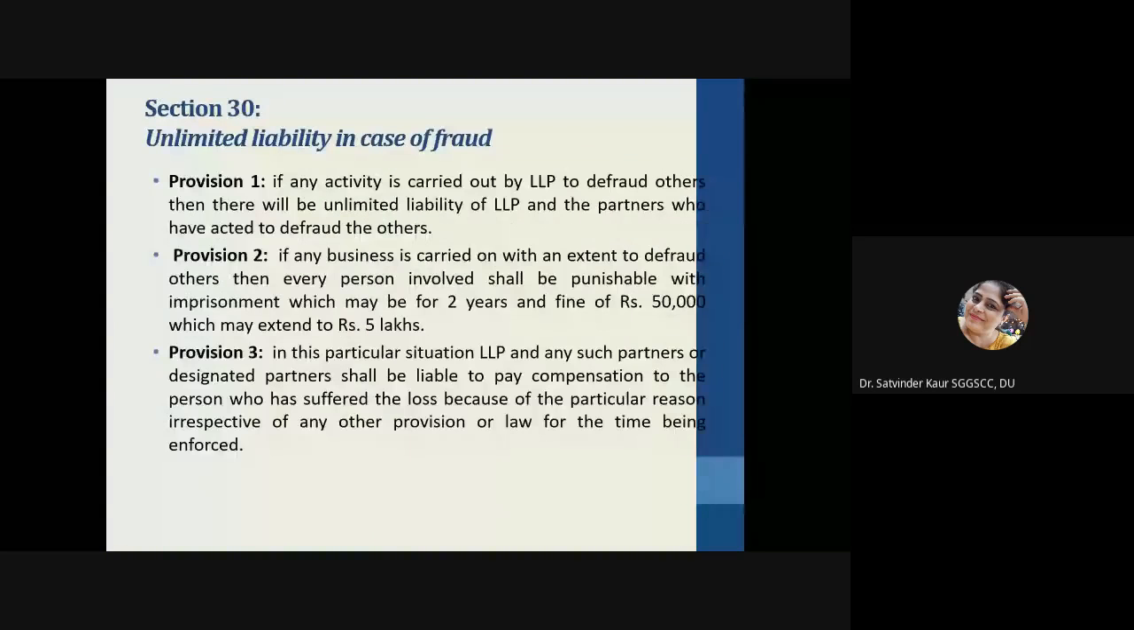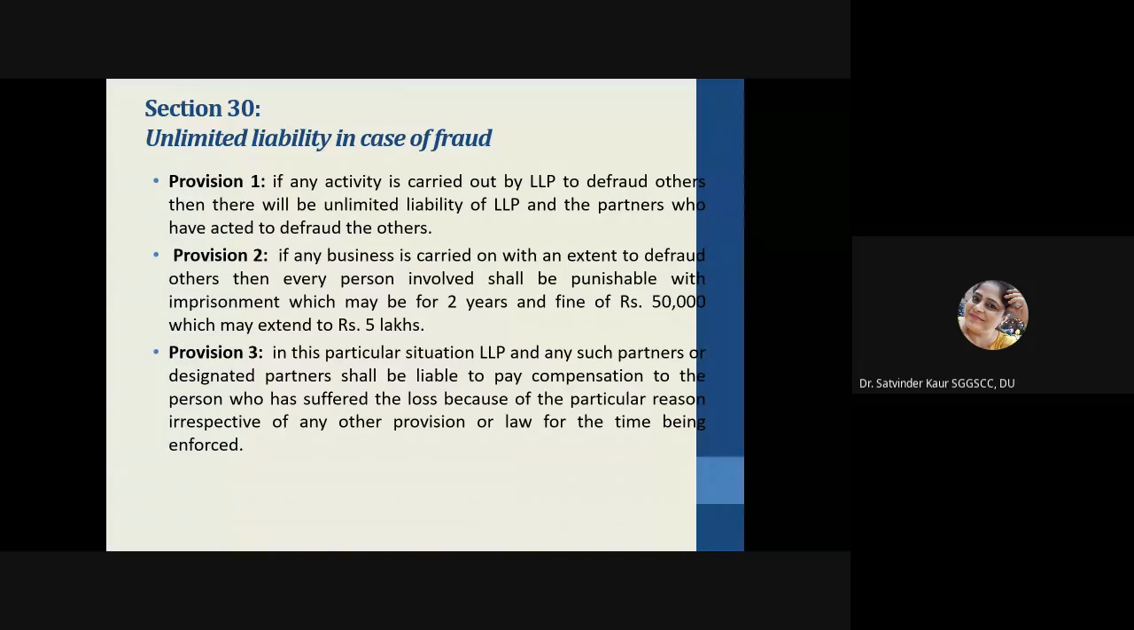So section 30 talks about unlimited liability in case of fraud. It says that if any activity is carried out by the LLP to defraud others, then there will be unlimited liability of the LLP and the partners who have acted to defraud the others. If any business is carried out with an intent to defraud others, then every person involved shall be punishable with imprisonment, which may be up to 2 years, and a fine of 50,000, which may extend up to 5 lakh rupees. Then after that, in a particular situation, the LLP or any such partners or designated partners are also liable for compensation to the person who has suffered the loss because of the particular reason.